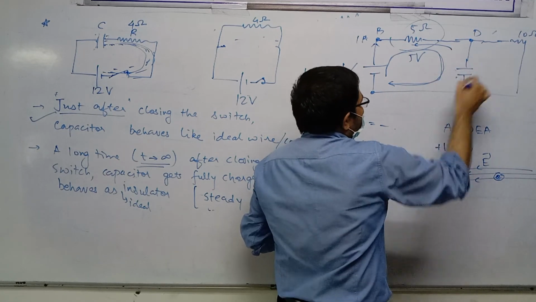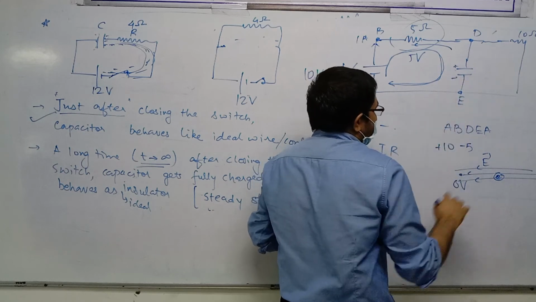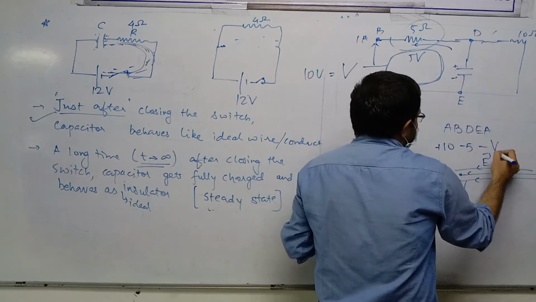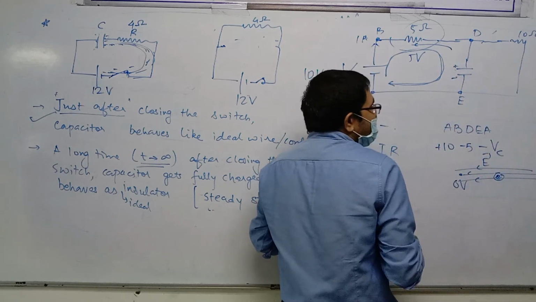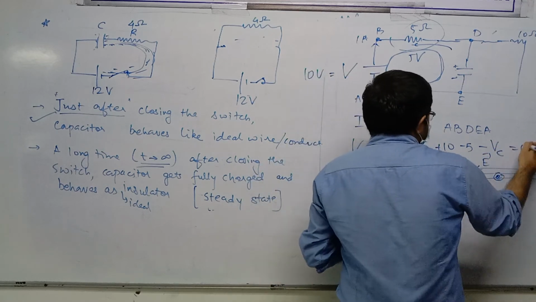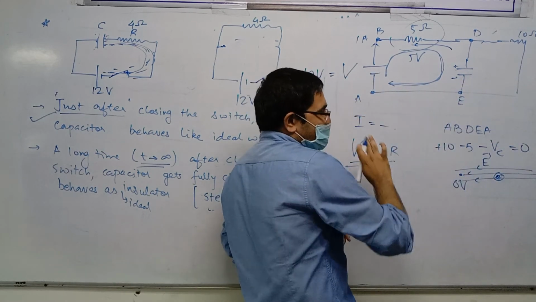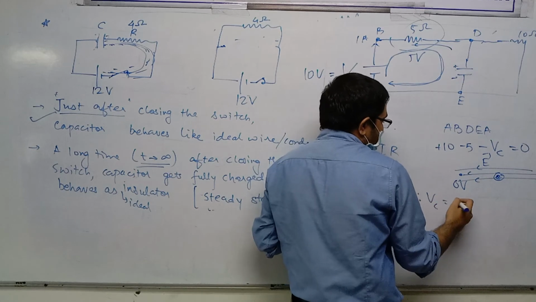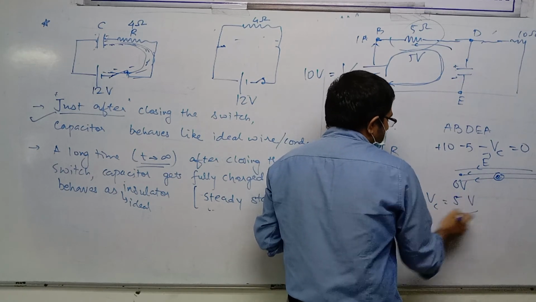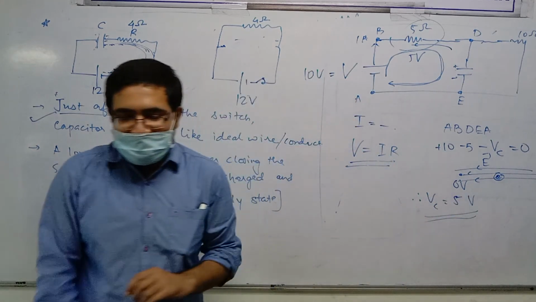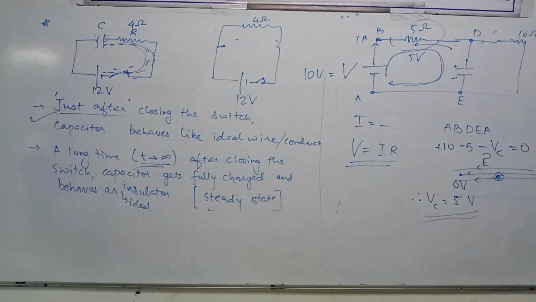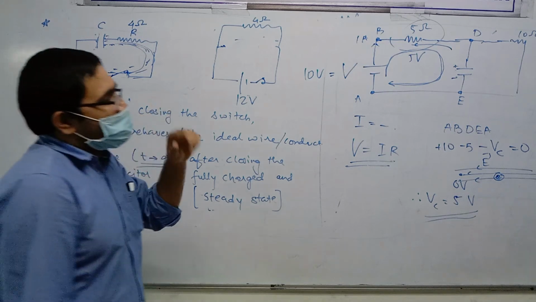Yes. And then we go to the capacitor. This side will be positive, this side will be negative. So it will be minus VC, where VC is the voltage of the capacitor. Then that is equal to 0. So is VC equal to 10? No. This is equal to 5. So is the given condition in the question satisfied? Not satisfied. Okay, how did that happen?